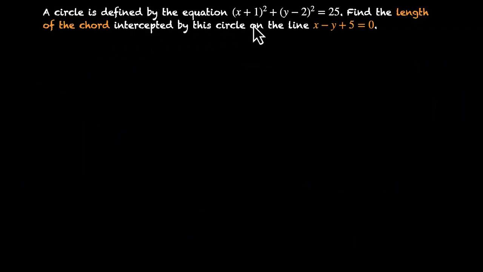Let's try one more. A circle is defined by the equation (x + 1) square + (y - 2) square = 25. This time we're given the equation of the circle. We need to find the length of the chord intercepted by this circle on the line x - y + 5 = 0. Pause the video, try this out. Okay, let's try this together.